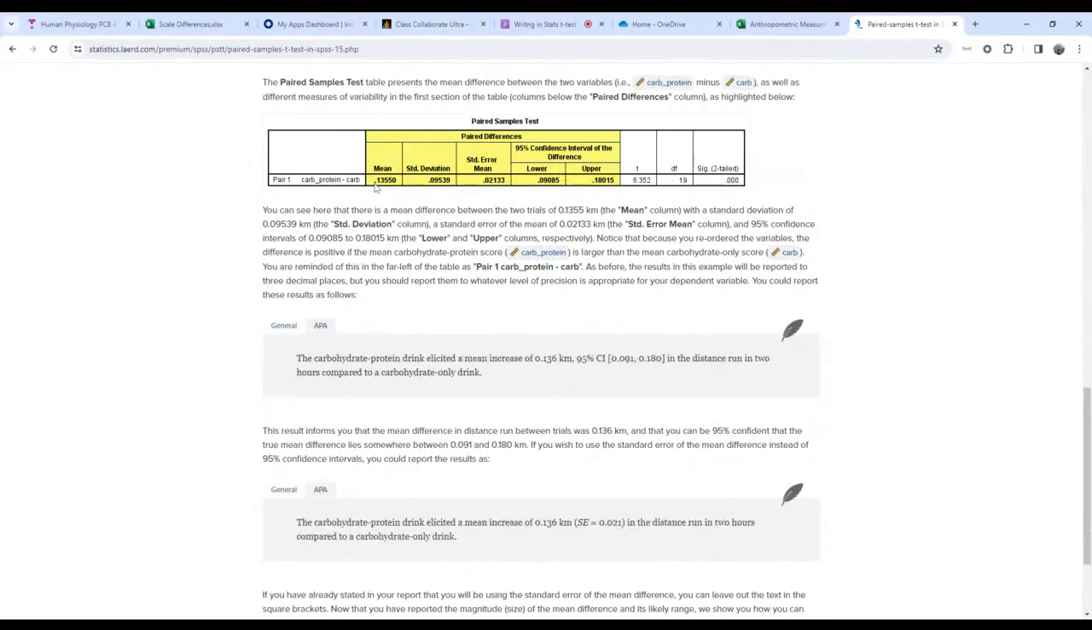So the mean we're getting here in this pair is the difference between the two groups. Okay. So carbohydrate protein drink elicited a mean increase of 0.136. That's our mean difference. 95% confidence interval. So basically what this is showing you is that's where 95% of your bell curve falls. 95% of your data falls between those 2 points. Okay.